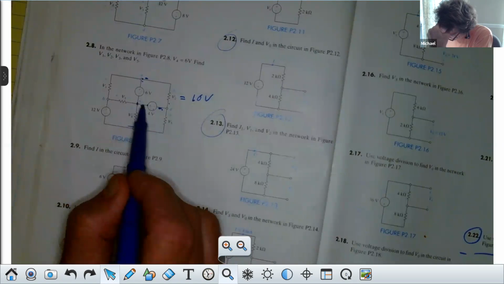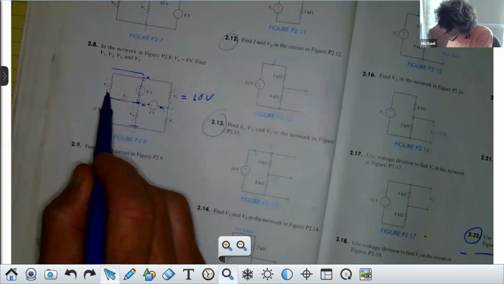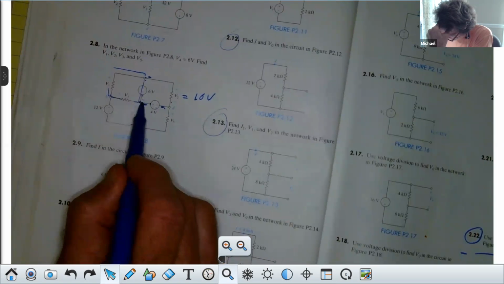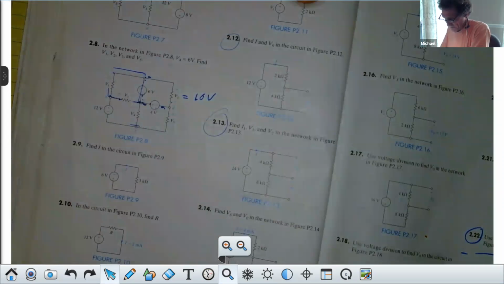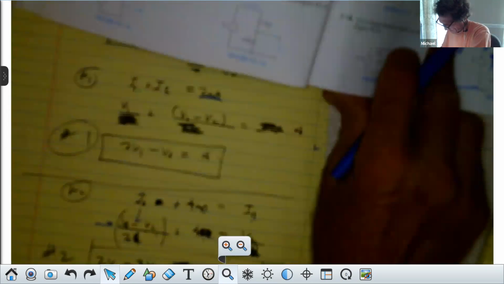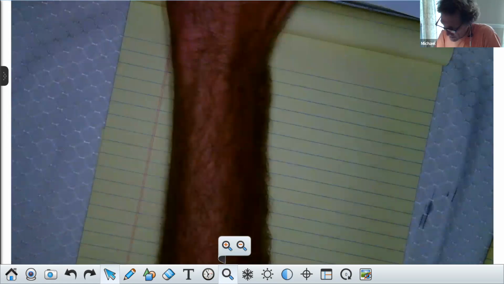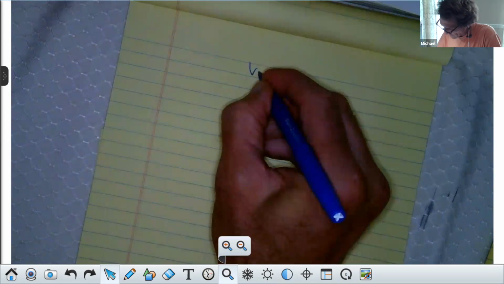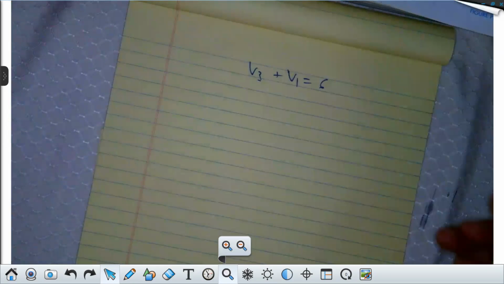If I go from here to here, I see V3 plus V1 is equal to 6. Don't I? Start here. That's negative, right? V3 plus V1 would be equal to 6, right? I'm starting right here, and I'm getting V3 plus V1 is equal to 6. Agree?